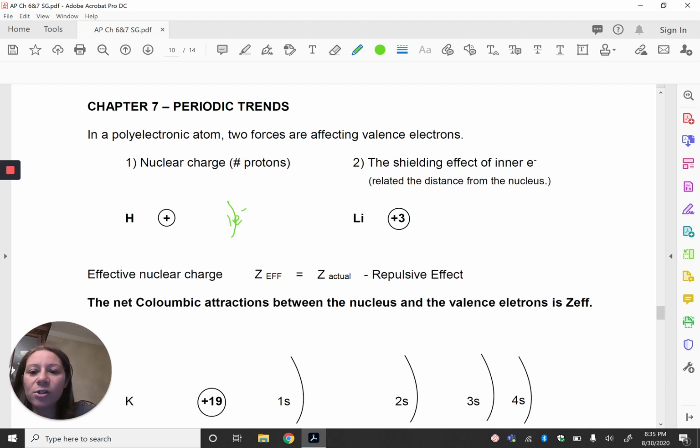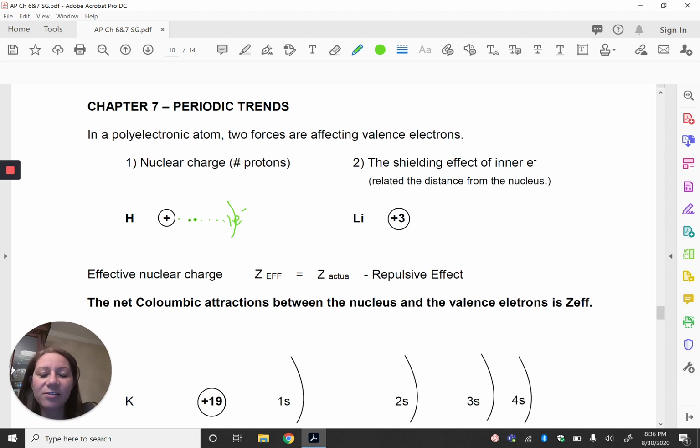So the only force that's acting on that electron is the attraction between the positive nucleus, the protons in the nucleus, and that negatively charged electron. There's an attraction here, and that has to do with the nuclear charge, or the number of protons. So the protons have an attraction to the electron.